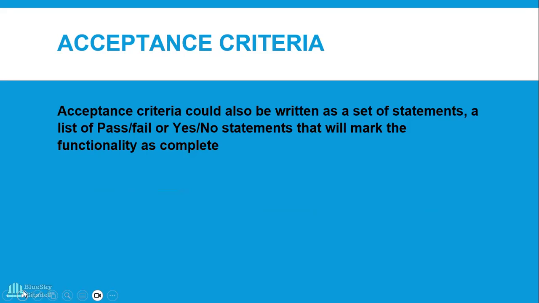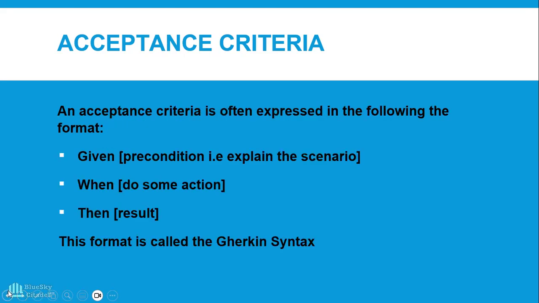So there are different formats, but there's a format for acceptance criteria that is quite popular, this one. It's called the Gherkin syntax. You can see it at the bottom of the page. Acceptance criteria are often expressed in this format, the Gherkin syntax. Again, like your user story, we said what?